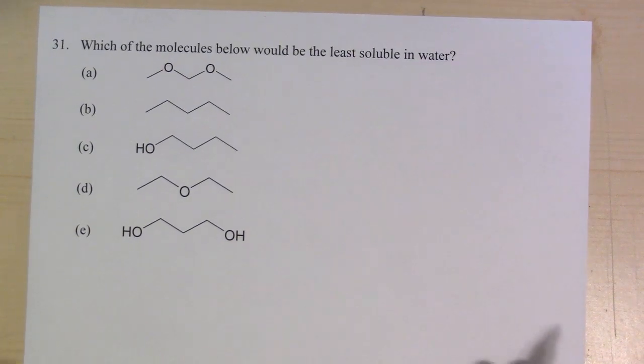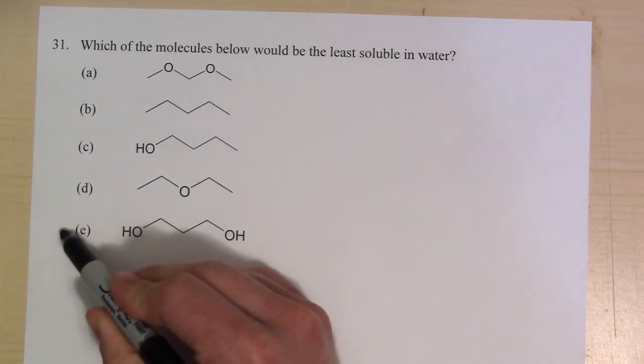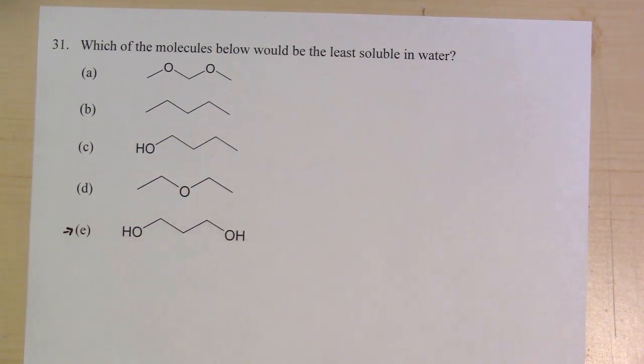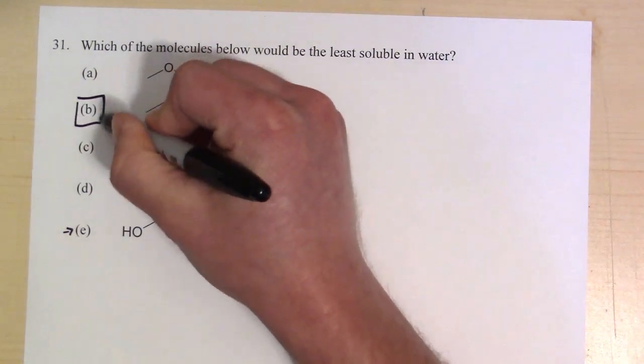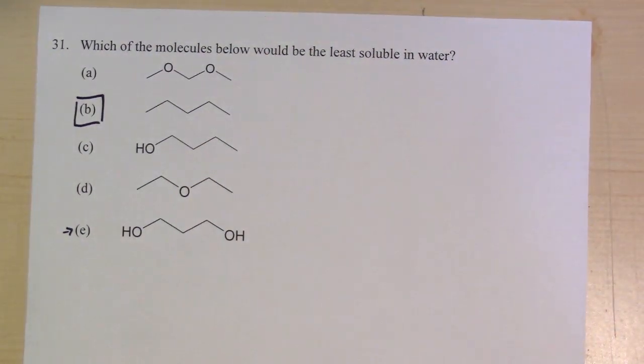Number 31, on the solution handout that is posted on Blackboard, this one is incorrectly marked. There it says the answer is E. I worked the problem in reverse. I did which was most soluble. So now I'll show you why the answer choice, which is correct, which is actually B, is actually the least soluble. It's for the same basic reason that E is the most soluble.